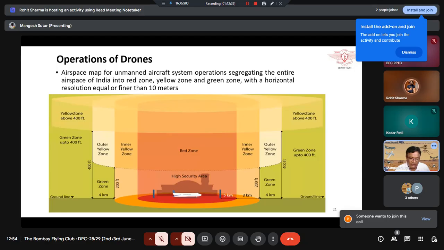So that depends on police to police, person to person, location to location, all those things.